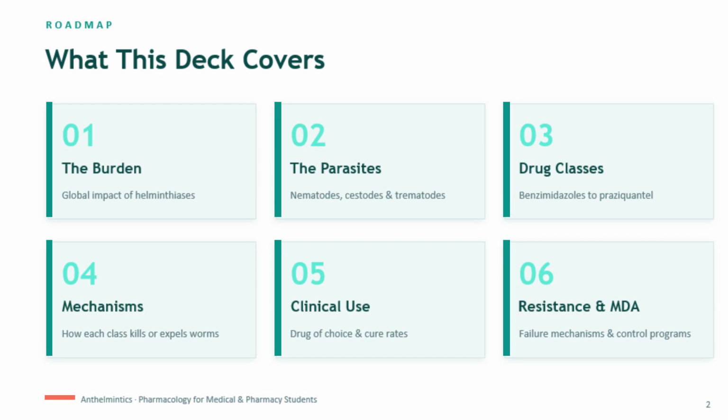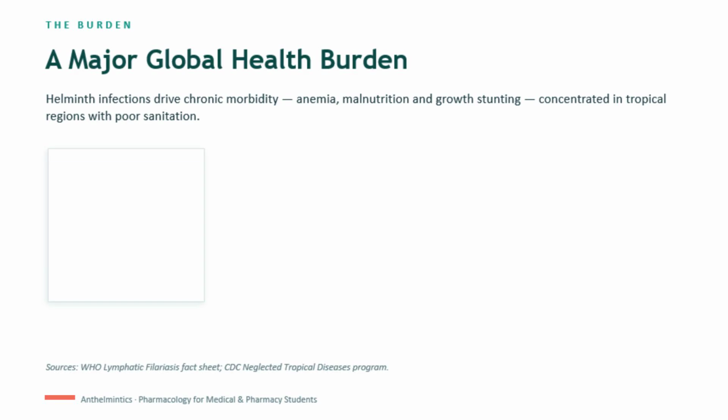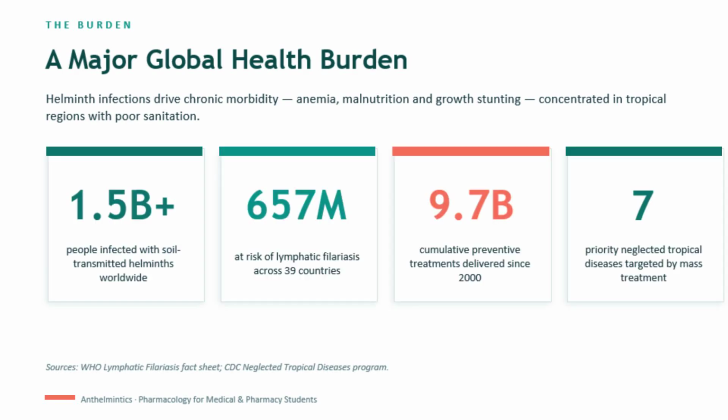Then we'll get practical, looking at the drug of choice for each infection and their cure rates, before finishing with resistance and the mass drug administration programs that are reshaping global health. Keep this roadmap in the back of your mind. It'll help everything fall into place. Let's start with why this topic matters so much.